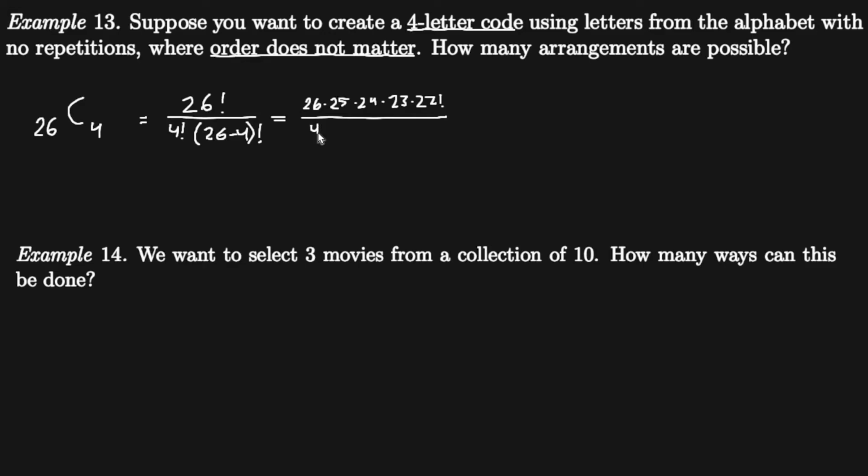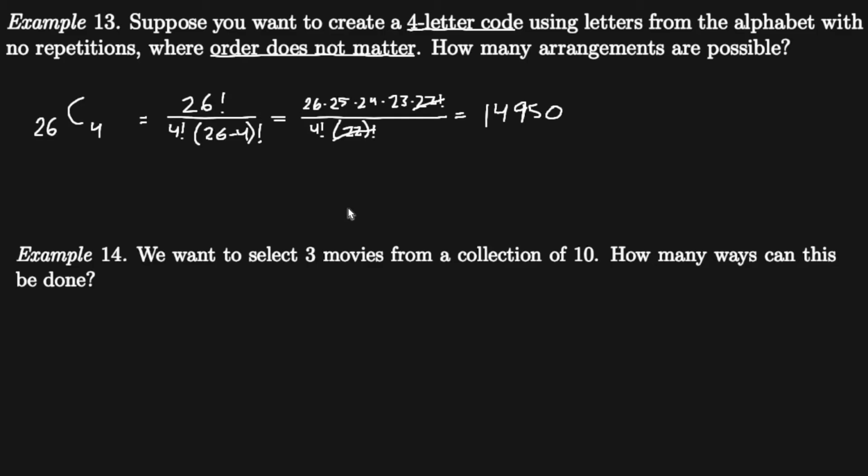The denominator, we have 4 factorial, and then 26 minus 4 is 22 factorial. The 22 factorials get canceled out from the numerator and the denominator, and we're just left with what we have right here. And if we plug this into our calculator, we get 14,950 for our answer.